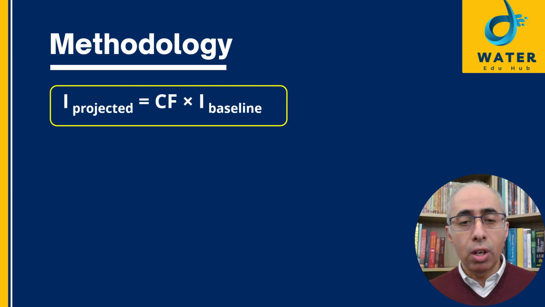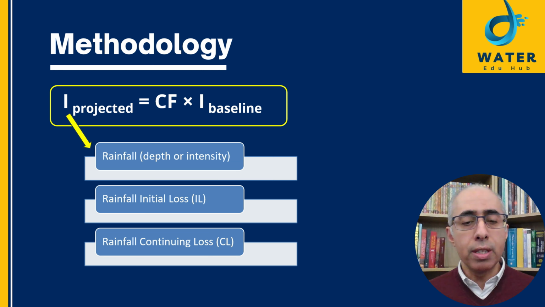So what is the methodology? It's basically very simple. Imagine you have a baseline value for your hydrological parameter, and then you get a multiplier, which we call climate factors. By multiplying these two, you will get your projected hydrological parameter. In general, this hydrological parameter can be rainfall, like depth or intensity, and also can be rainfall losses, as initial or continuing loss.